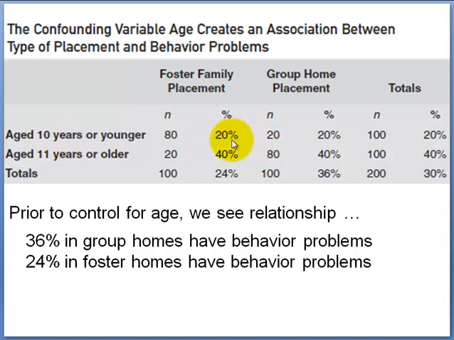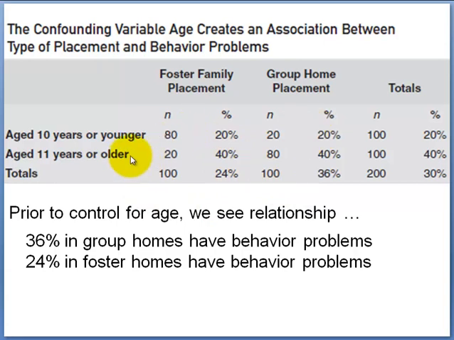And you can see that in this age group, in the subgroup, we no longer have association between behavior problems and type of placement. We've got 20% in each placement type with behavior problems. Our difference in percentages is 0. So in the younger age group, the relationship that we saw for the full sample no longer exists.